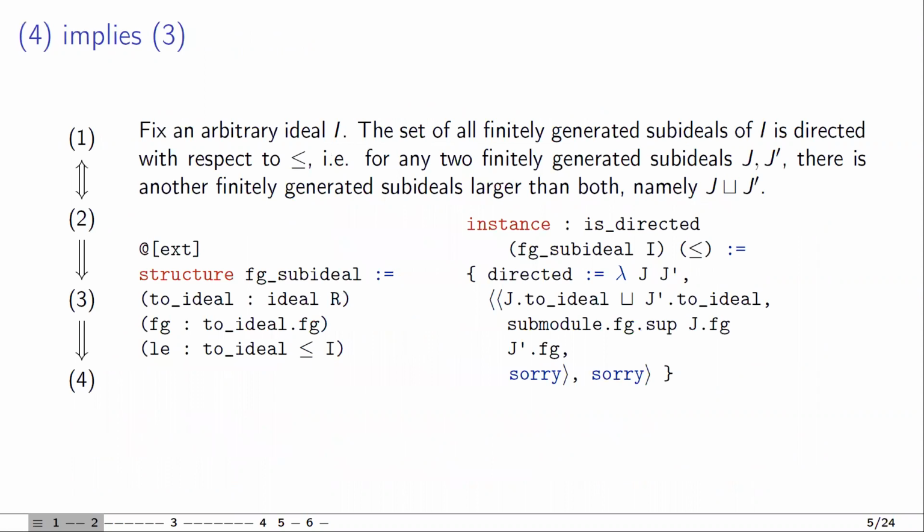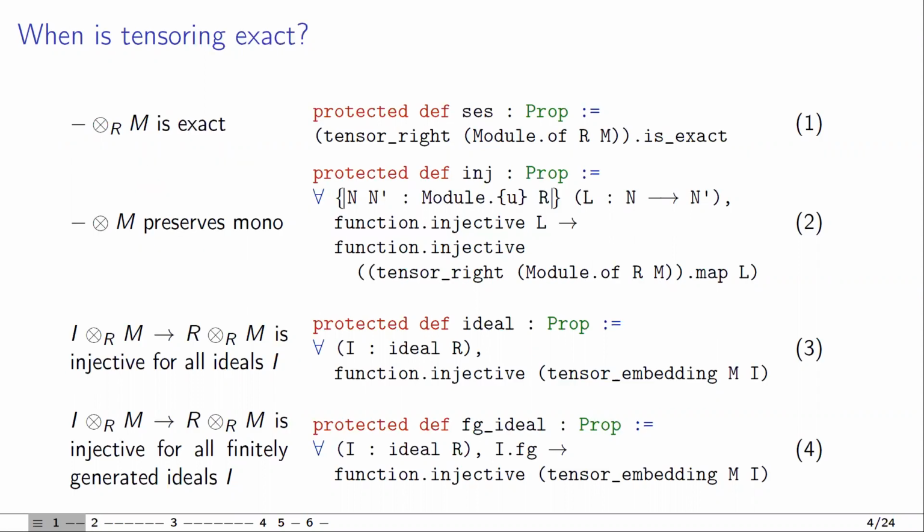Just by pure logic, we can see that 1 if and only if 2, because tensoring with M is always right exact. We can see that 2 implies 3 and 3 implies 4, because 3 is just a special case of 2 and 4 is just a special case of 3.